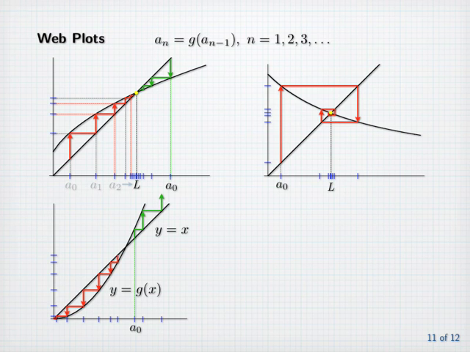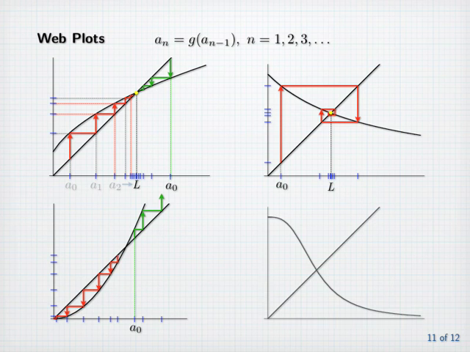Finally, notice that we would see the same type of behavior no matter how close A0 is to the x-coordinate of this point of intersection. Now let's suppose that the graph of g looks like this. Notice that nearby the point of intersection, the graph of g has a slope that's less than -1. Now again, suppose that we start with an A0 that is close to the x-coordinate of that point of intersection.